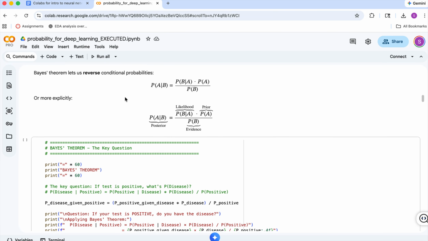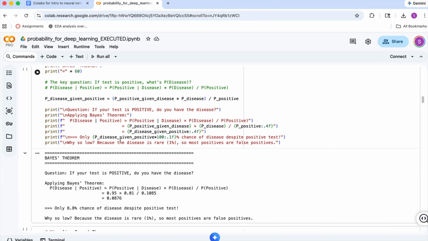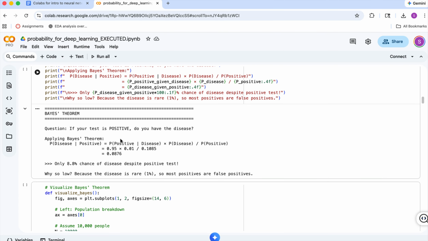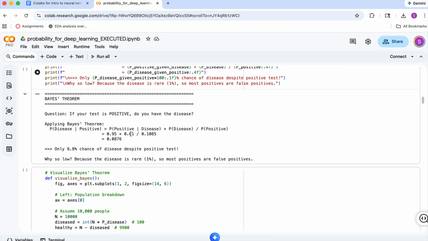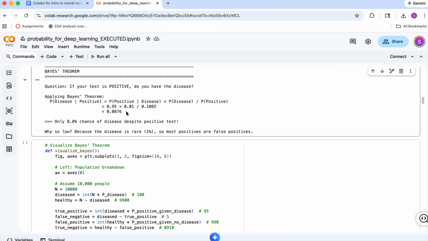Next is Bayes theorem. This cell applies Bayes theorem to answer the key question: given a positive test result, what is the actual probability of having the disease despite a 95% accurate test? The posterior is surprisingly low because the disease is rare, illustrating the base rate fallacy.